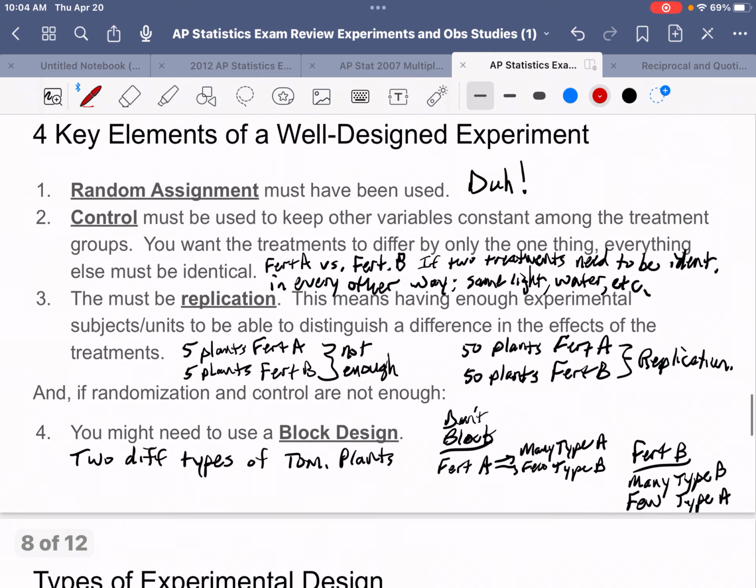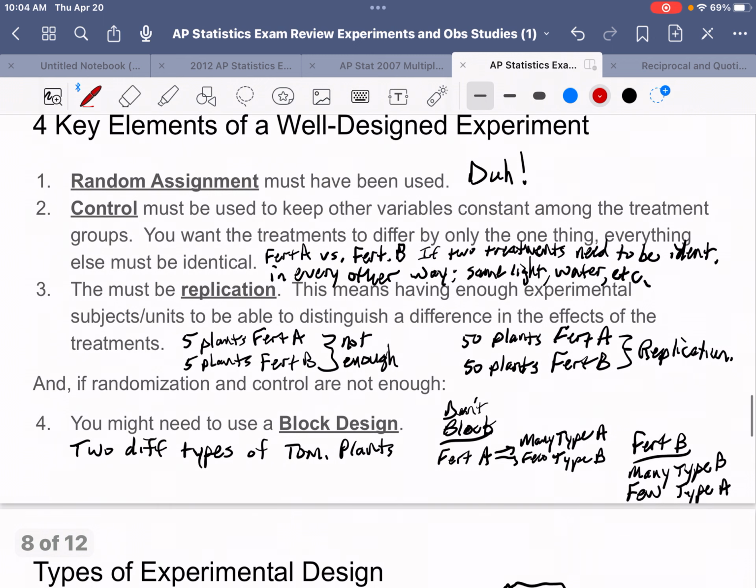4 key elements of a well-designed experiment. If you're going to write about a well-designed experiment on a free response question, you write about random assignment of people into treatments or dogs into the treatments. You must write about things that need controlled. You have to keep other variables constant among the treatment groups. You only want the treatments to differ by the one thing you want them to differ by.